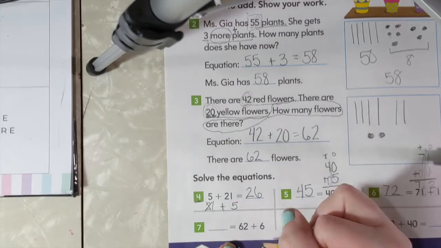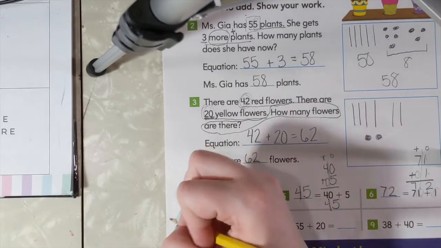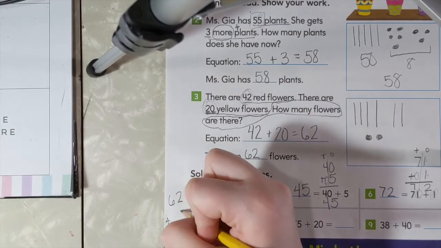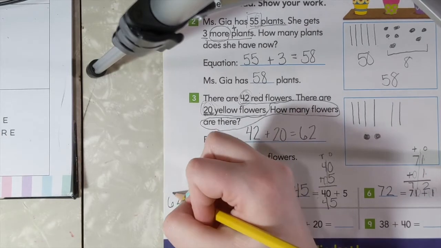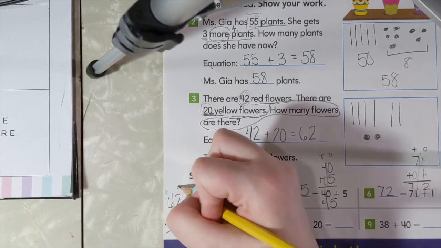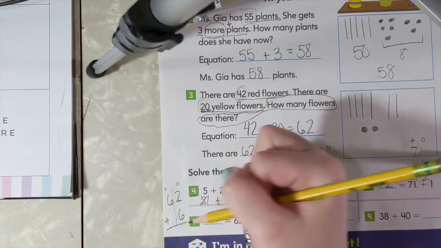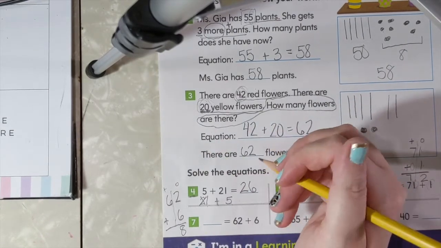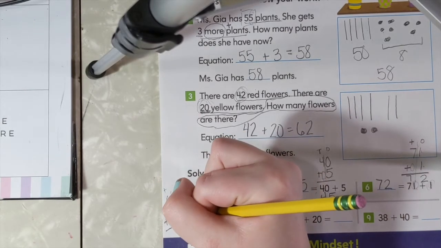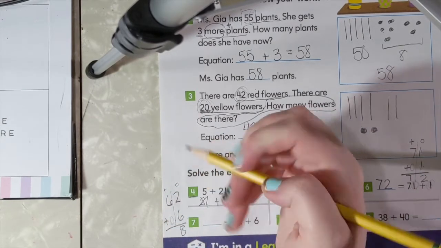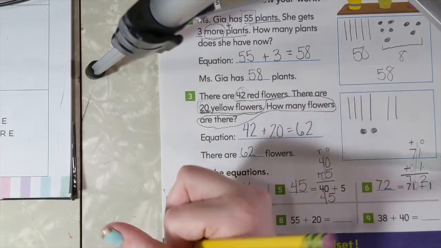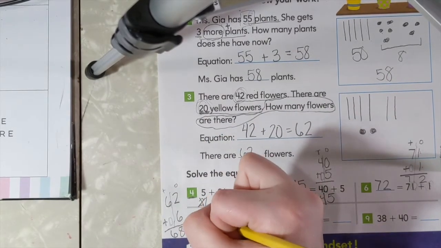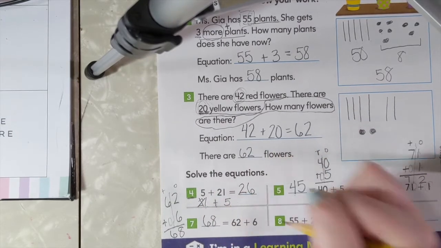All right. Let's try 62 plus 6. I have my 10s and I have my 1s. 2 plus 6 is 8. Then we'll move over to my 10s. I have my invisible 0. 6 plus 0 equals 6. So 68 equals 62 plus 6.